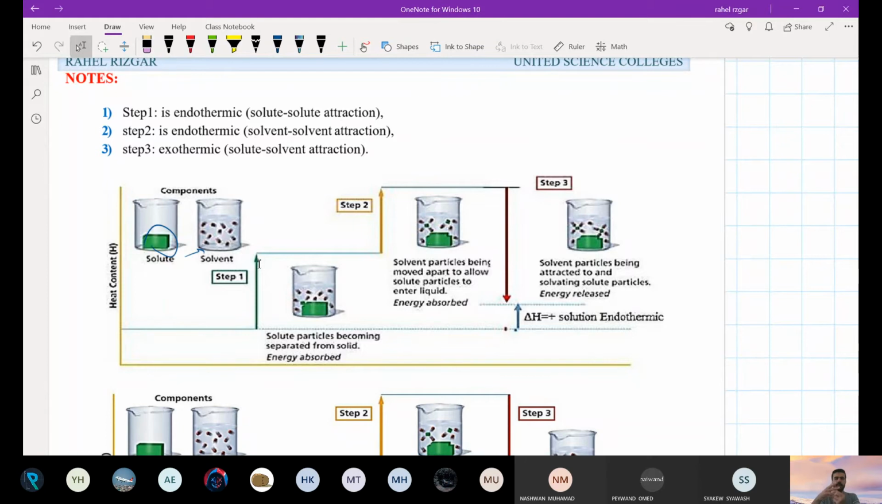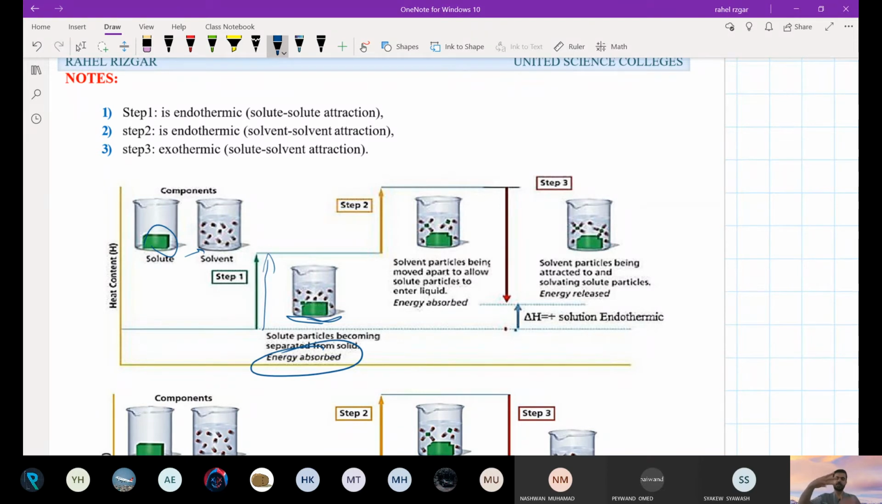Breaking bond always needs energy, so it's always absorbing energy. Look at this point here. At first, in the first step, the solid particles must get separated. So if you look at step one, solid particles are getting separated. During this separation, some energy is absorbed. So this is positive. Energy is absorbed.